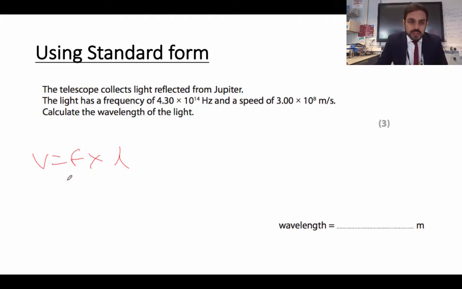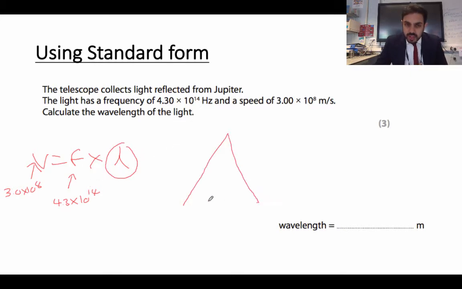So my frequency is 4.3 times 10 to the 14. My wavelength, I haven't got. That's what I've been asked to work out. I've been given my wave speed, and my wave speed is 3.0 times 10 to the 8. Okay, I've been asked to work out this one. So that's an issue there, yeah? So how do you go about doing that?